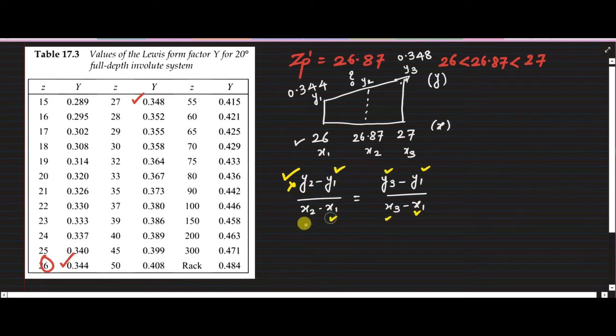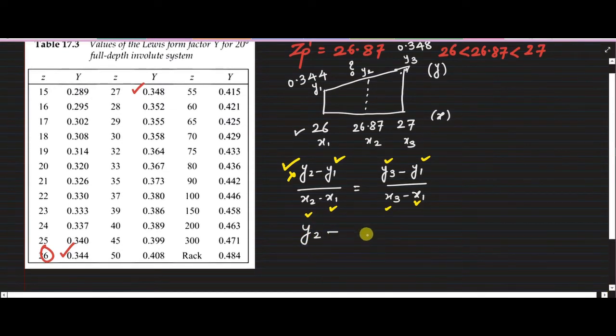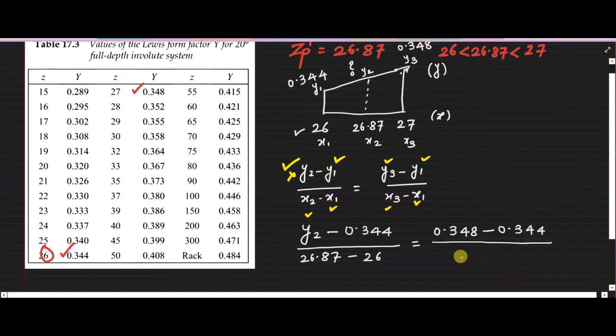Let us substitute the values. So y2, which is the desired value of Lewis form factor, the unknown entity. y1 is 0.344. Then x2 is 26.87. x1 is 26. This is equal to y3, 0.348, minus y1, 0.344 once again, divided by x3, 27, minus x1, which is 26.